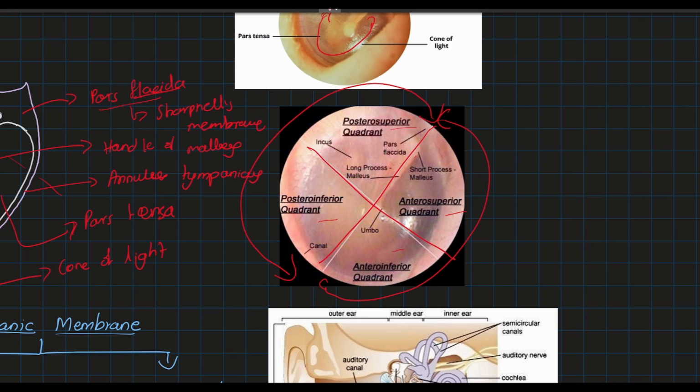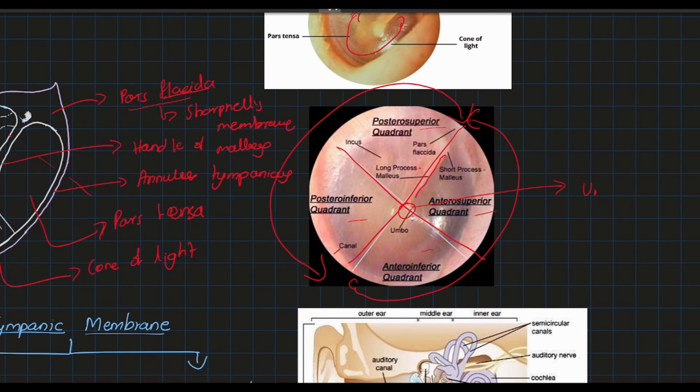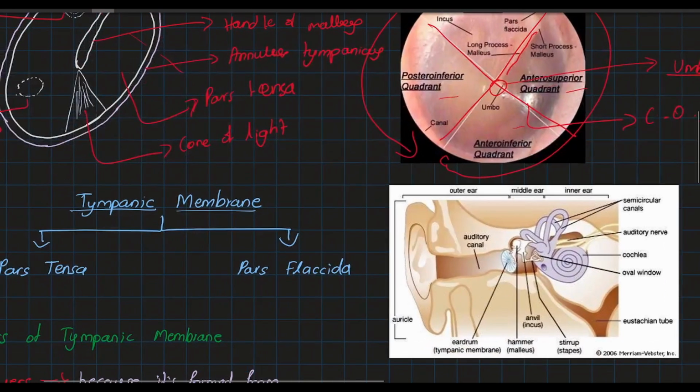As you can see, this is the long process of the malleus, and the centralmost part, which is a little bit medial towards the middle ear, is called the umbo. And you can see the cone of light here.